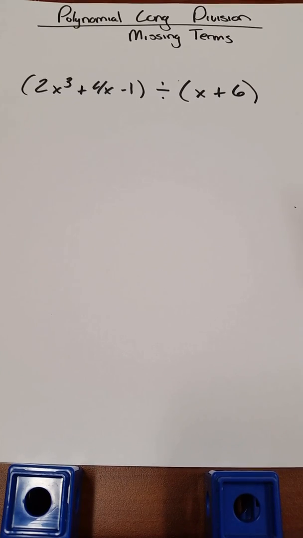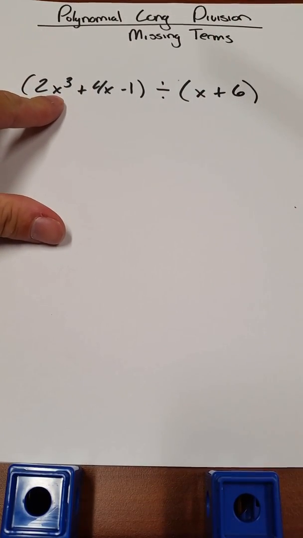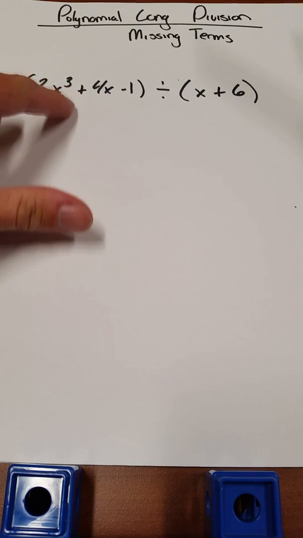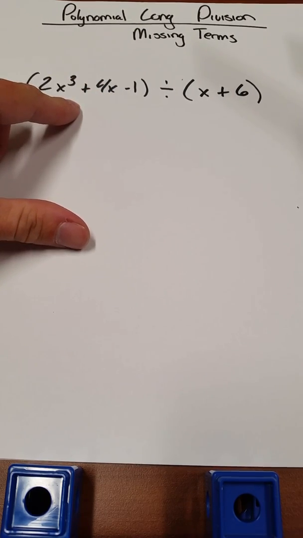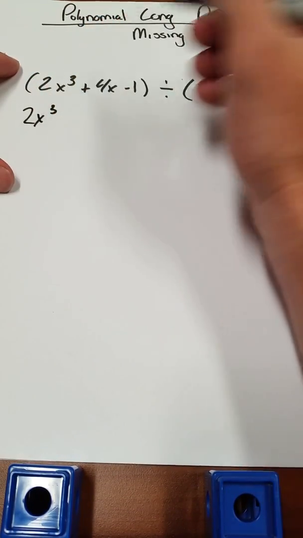All right, I'm only going to do one problem with this. This is polynomial division whenever we're missing terms. Here's what I'm talking about by missing terms. You notice we start with x cubed, and then it goes to x and -1. Well, you're missing an x squared term. So what we need to do is put a placeholder in for x squared.